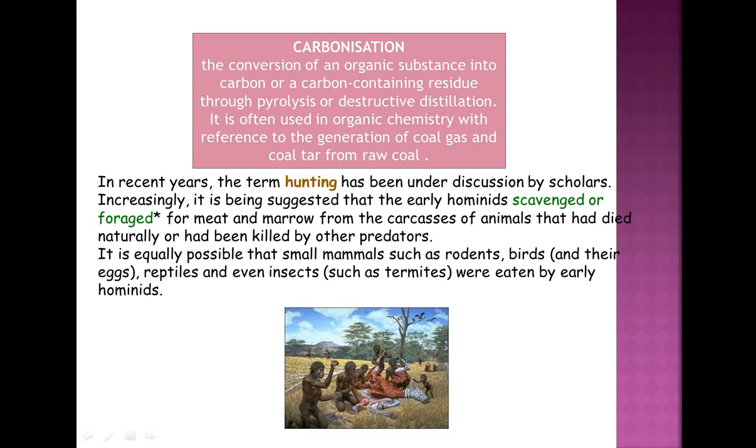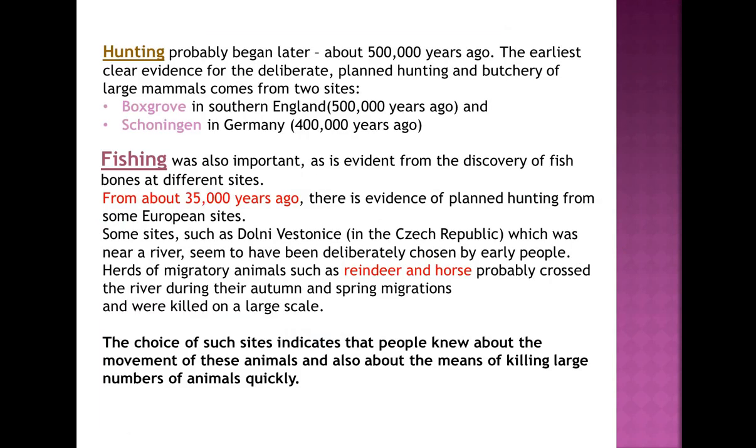Some mammals, such as rodents, birds and of course their eggs, reptiles, and insects such as termites, were eaten by early hominids. All these were eaten by the hominids. Even now some people eat these things, but it was very peculiar to the hominids. It was a part of their diet as well.